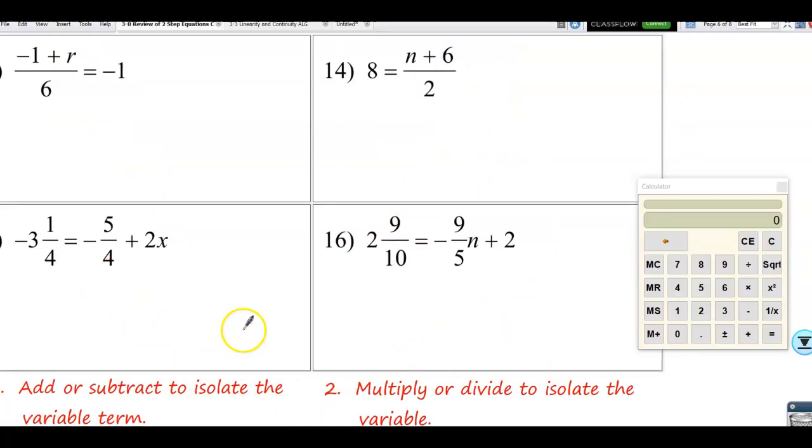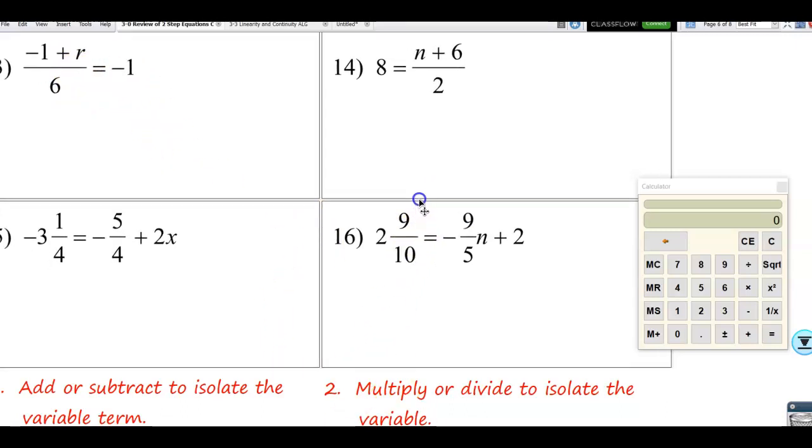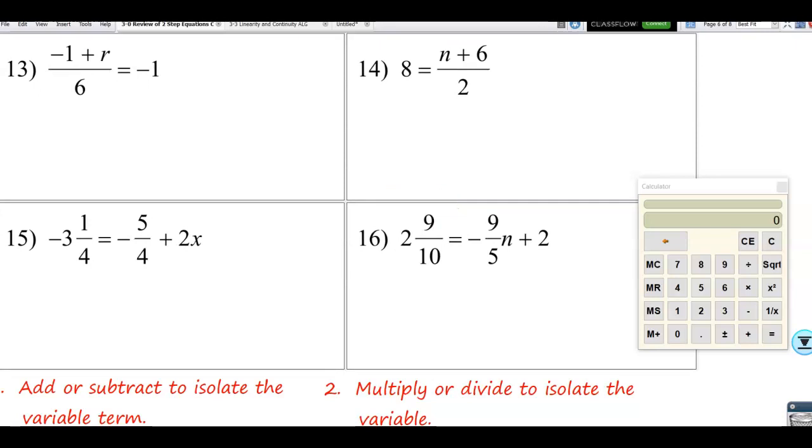Don't panic. I know there are fractions and mixed numbers on this page. It's okay. You're in good hands. I can do these. All right. These first two are very similar to the ones we did on the page before, so nothing scary happening there. Just forget about the fact that this is number 13, okay?